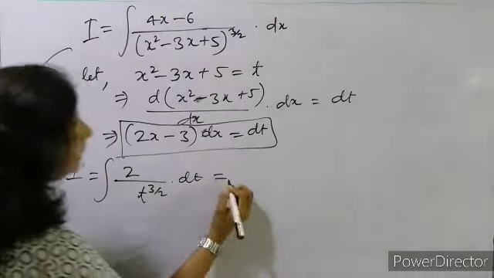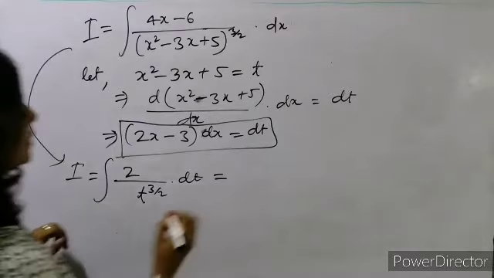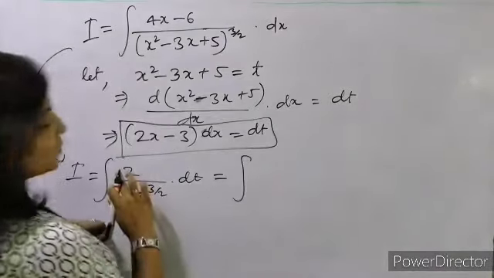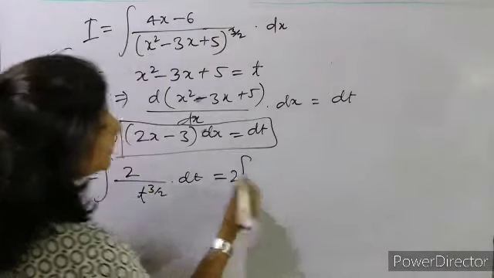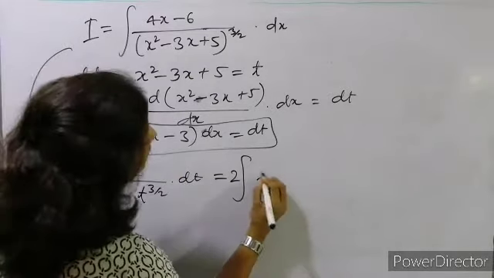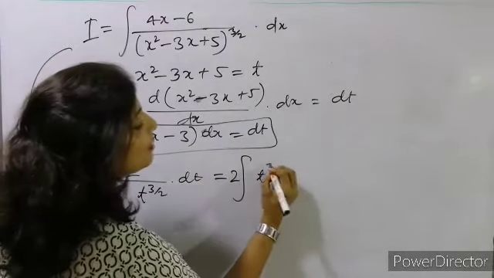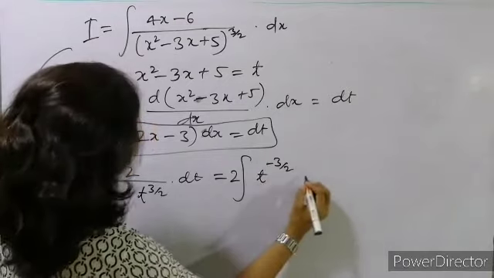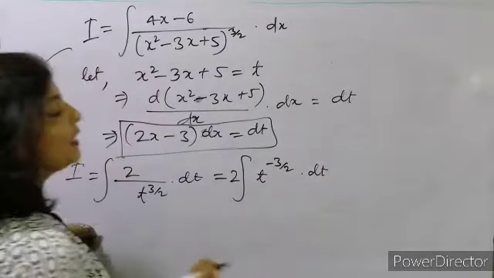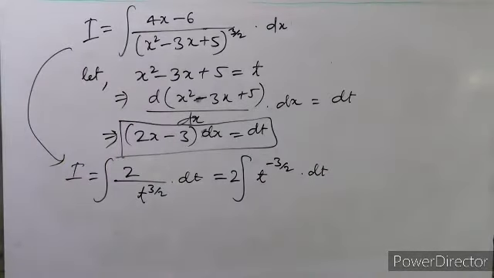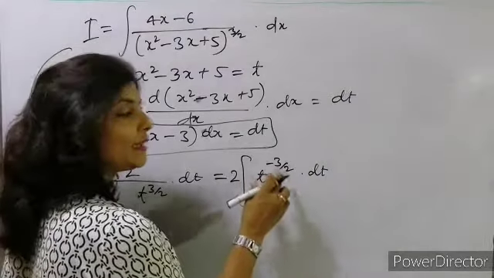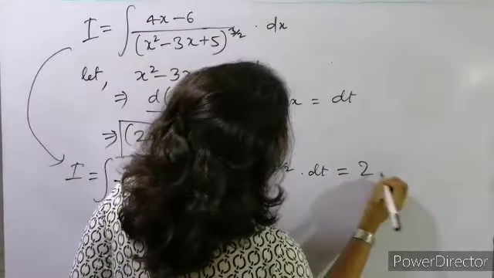So whenever we are integrating, what value will we get? 2 is a constant, so we take 2 in front. Now we have to integrate t to the power minus 3 upon 2 dt. So what value will we get when we integrate this? We have to increase the power. So it will be 2 into.